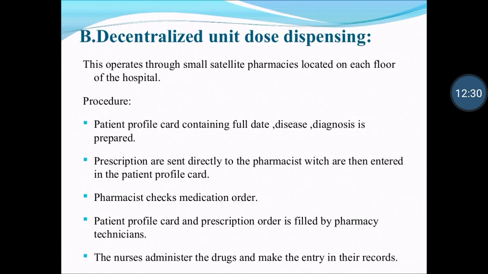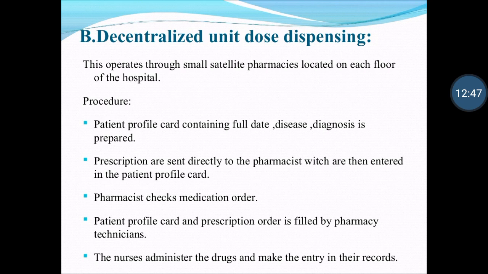Second, decentralized unit dose dispensing. Decentralized is one of the complicated ones. This operates through small satellite pharmacies located on each floor of the hospital. Every floor contains its own pharmacy or dispensing unit.